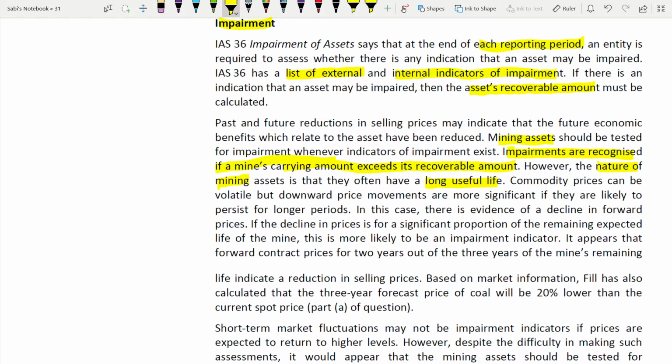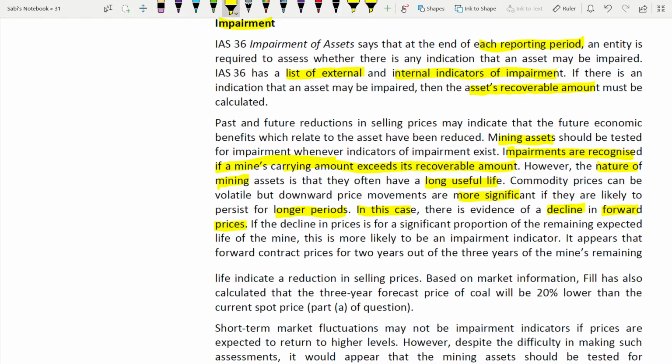So downward price movements are most significant, and also if it's for a longer period, not just 1 year or 2 years. If it's, let's say, 4 years, 5 years that the prices are down, in this case, there's evidence of a decline in the forward prices, isn't it? In this case means they are linking to the scenario. This is how you link to the scenario. Just write 3 words, in this case, in this scenario.